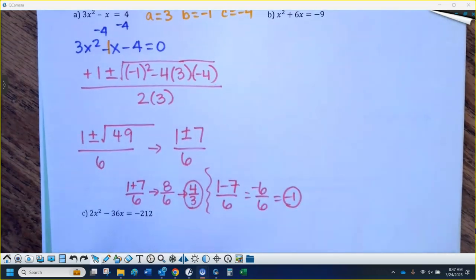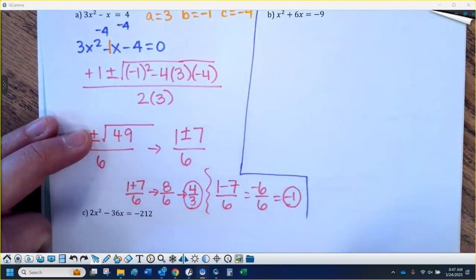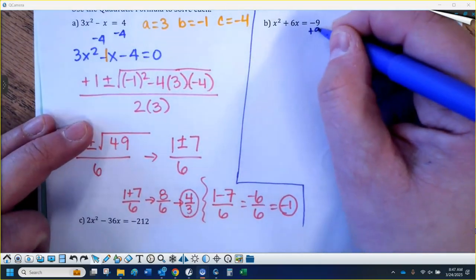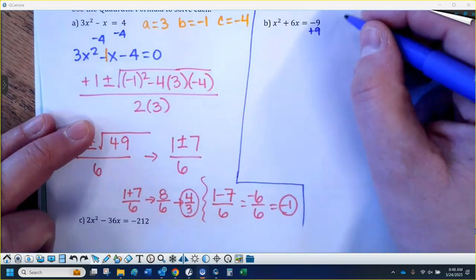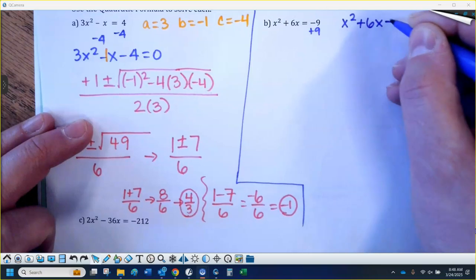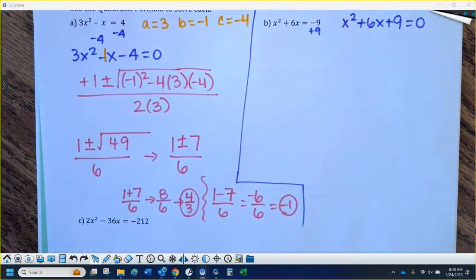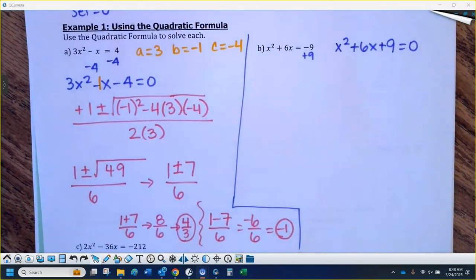Let's try the one next to this here. First thing you should do, if it's not already, is set it equal to 0. So in this next one, I'm just going to add the 9 real quick. And let me come over here to the side so I have a little bit more space. So it'd be x squared plus 6x plus 9 equals 0. Then once it's equal to 0, that's where you want to identify your a, b, and c values.